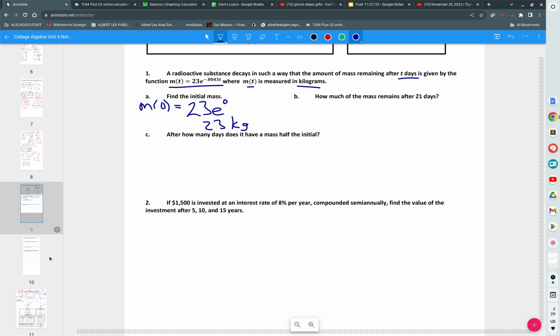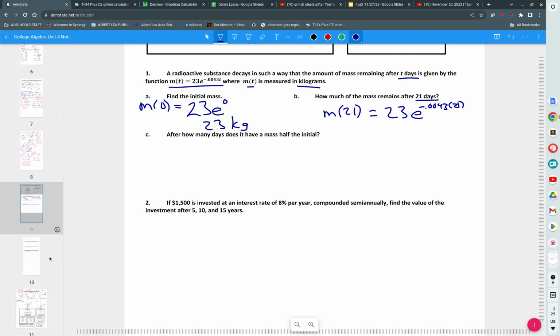How much of the mass remains after 21 days? Is it going to be more than 23 or less than 23? Less than 23 because it's decaying. So the mass at day 21 is equal to 23 times e to the negative 0.0043 times 21. Now that I would just plug into your calculator.